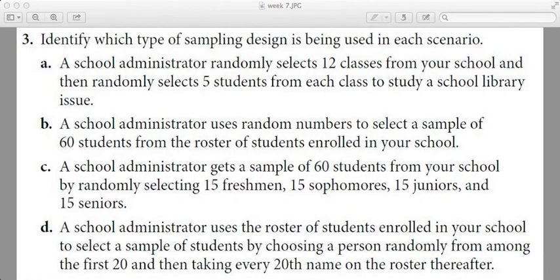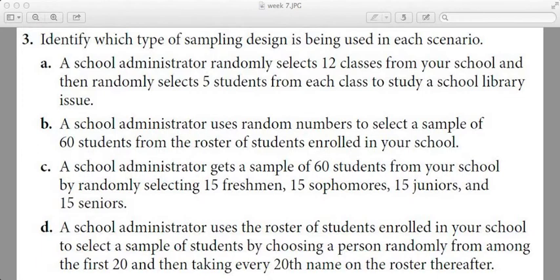So today we're going to look at a couple examples of different sampling situations and determine what kind of sample it is. So number 3 says, identify which type of sampling design is being used in each scenario. Letter A: a school administrator randomly selects 12 classes from your school and then randomly selects 5 students from each class to study a school library issue.